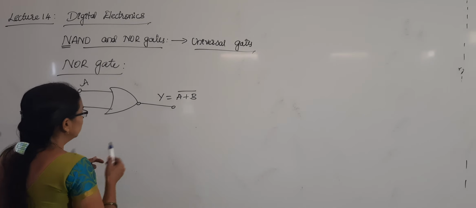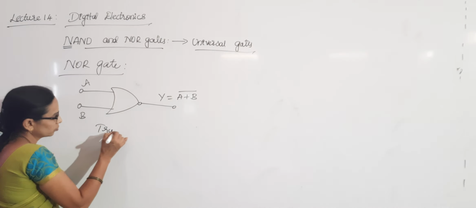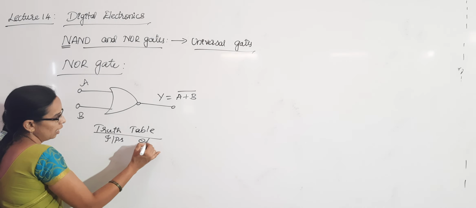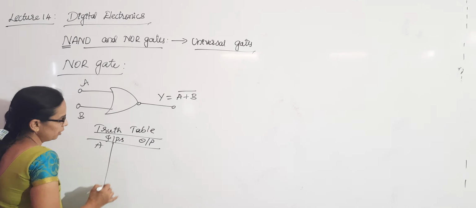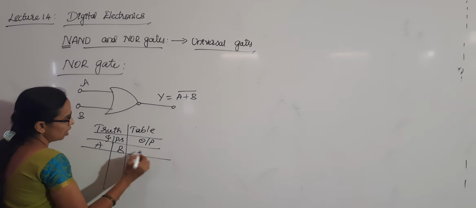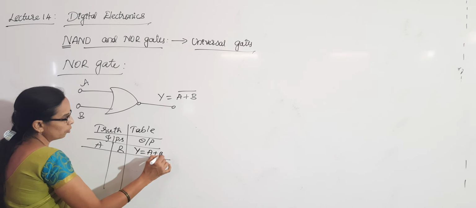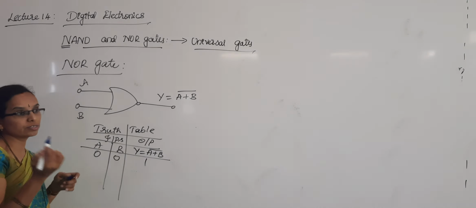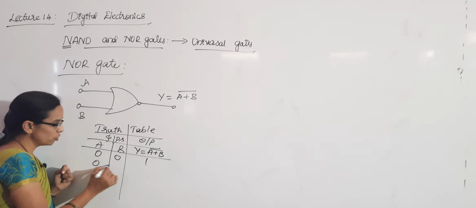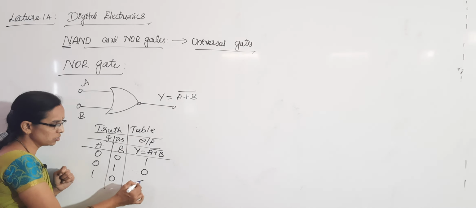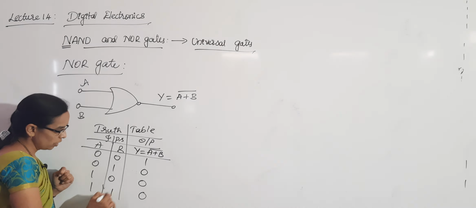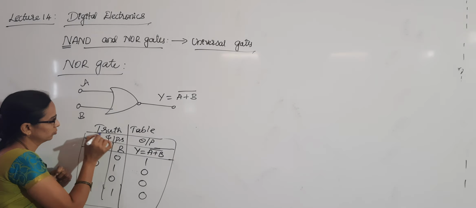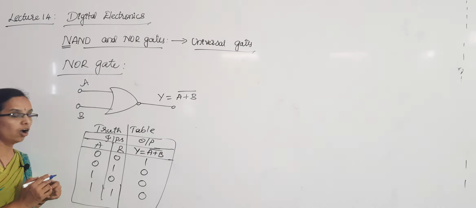Okay, so the truth table of the NOR gate will be with inputs and output. Inputs are A and B. Output Y is equal to (A or B) whole bar. So for 0 0, the output is 1 here. In the OR gate it was 0, here it is 1. For 0 1 it is 0, for 1 0 it is 0, for 1 1 it is 0. It is just the negation of the OR gate.